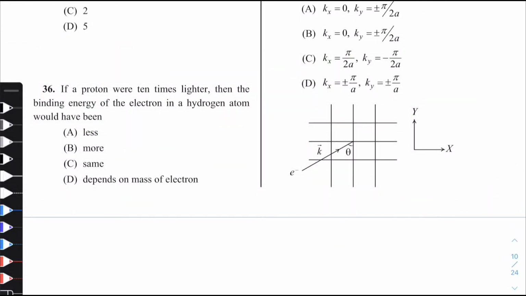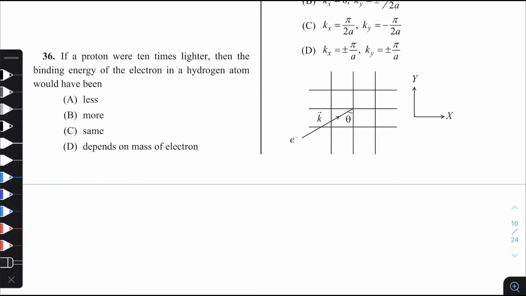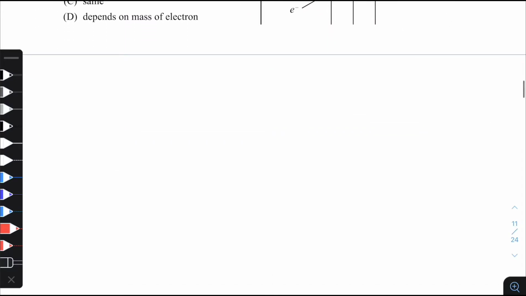Problem 36. If a proton were 10 times lighter, then the binding energy of the electron in a hydrogen atom would have been. Note that the binding energy of an electron in hydrogen atom is the same as the ionization energy of an electron. So let us recall. The ionization energy of an electron is hcR, where R is the Rydberg constant, which is equal to me to the power 4 by 8 epsilon 0 squared h squared. So this m is the mass of the electron. In this case we assume that the proton is stable, it does not move.